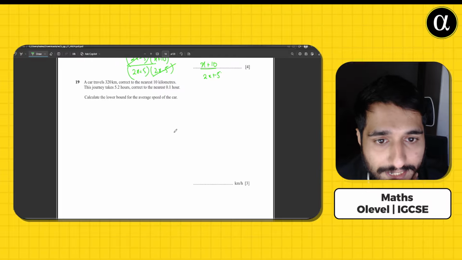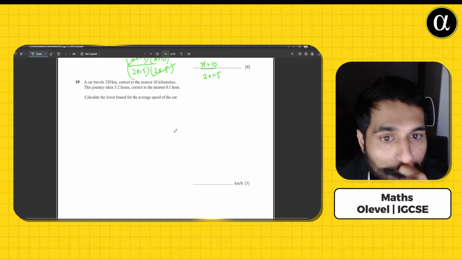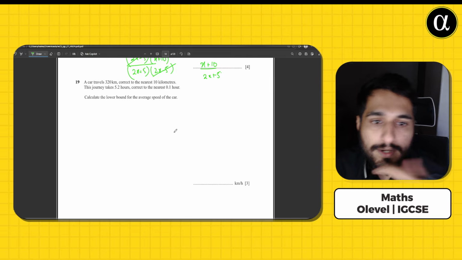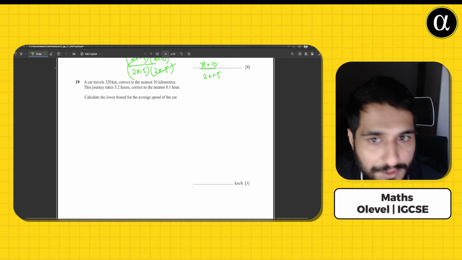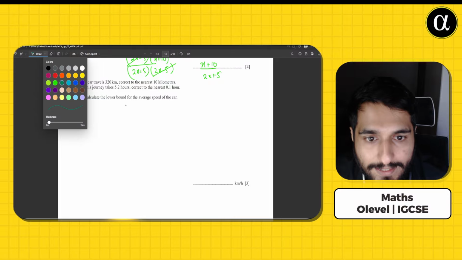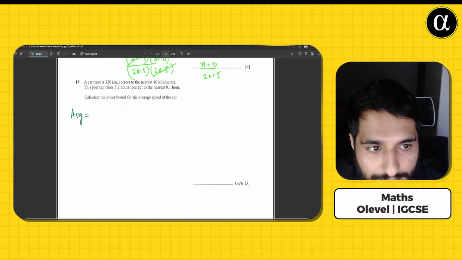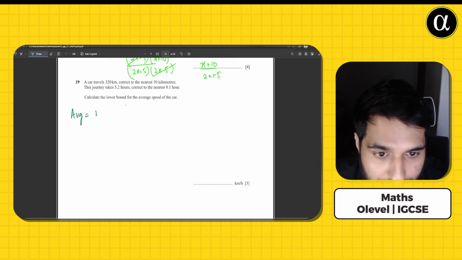Question number 19 states that a car travels 320 kilometers correct to the nearest 10 kilometers. This journey takes 5.2 hours correct to the nearest 0.1 hour, and calculate the lower bound of the average speed. How do we calculate lower bounds for average speed? The average speed can be calculated with speed equals distance over time. It's total distance over total time.